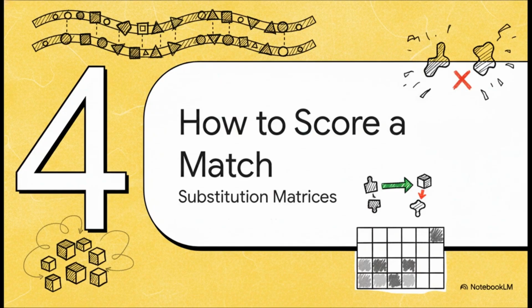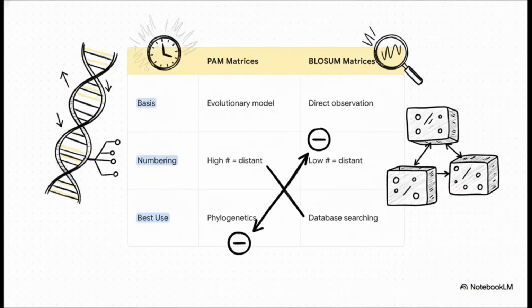But wait a second, how do we get those scores? It's not as simple as saying +1 for a match, -1 for a mismatch, especially in the world of proteins. See, some amino acid substitutions are chemically pretty similar and happen all the time during evolution, while other substitutions are really drastic and rare. Our scoring system needs to reflect that biological reality. And to do that, we use what are called substitution matrices. The 2 most famous are PAM and BLOSUM.